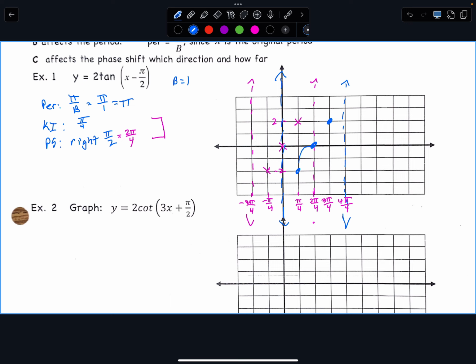And so for one period, tangent's going to look like this. And then we can continue in the same pattern to add a second period. 5 pi fourths, 6 pi fourths, 7 pi fourths, 8 pi fourths. And that would be where you'd have another asymptote, halfway in between 0 and we're at -2 and +2.